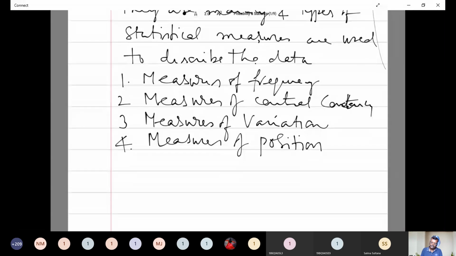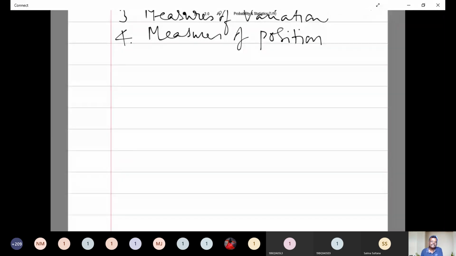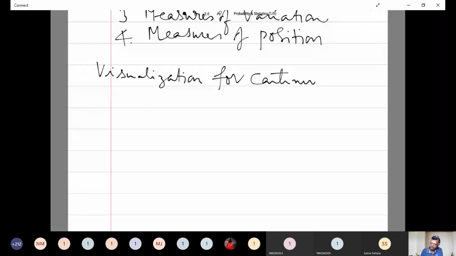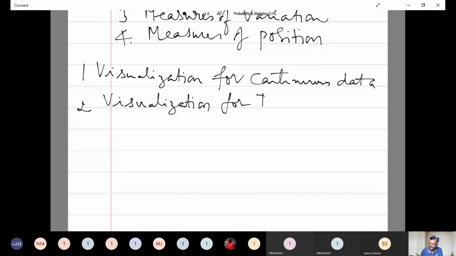Now coming to the first one, visualization. Visualization for continuous data, and number two, visualization for discrete data.